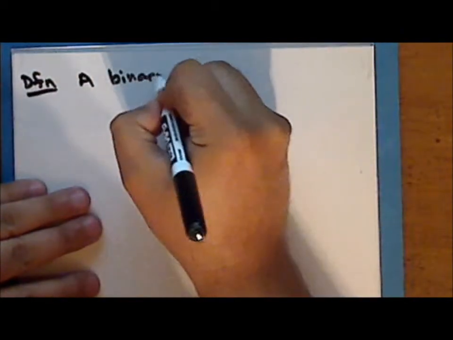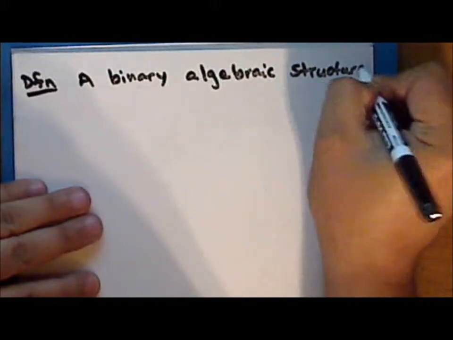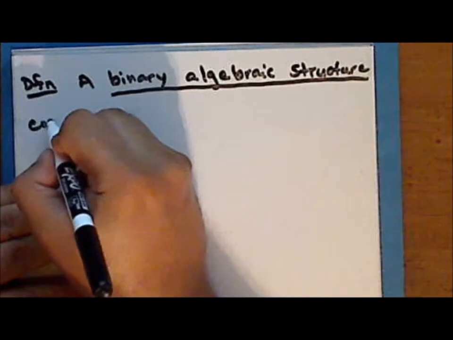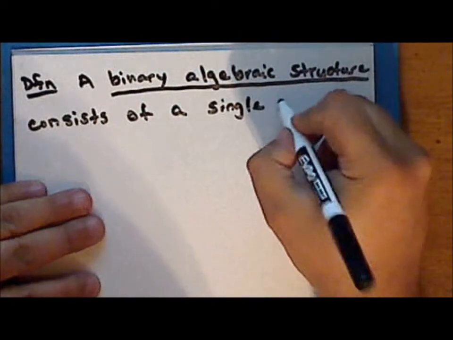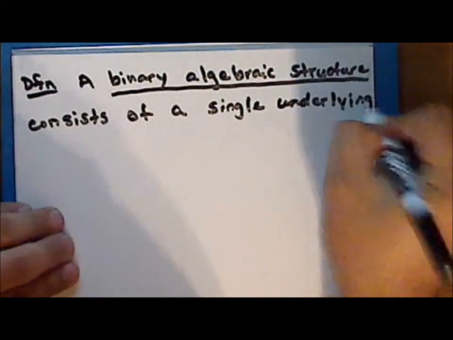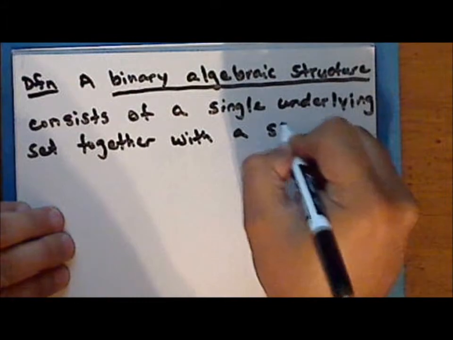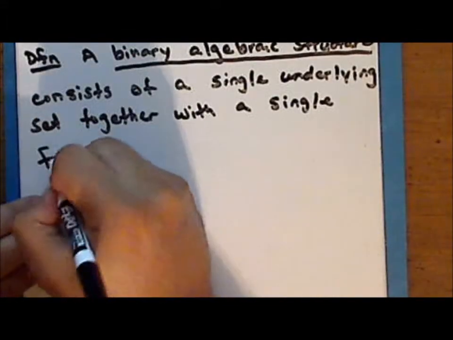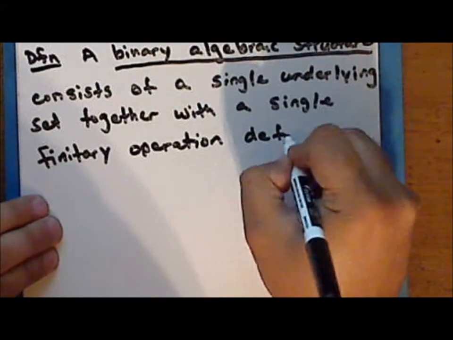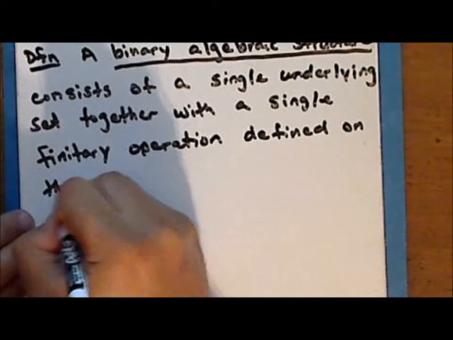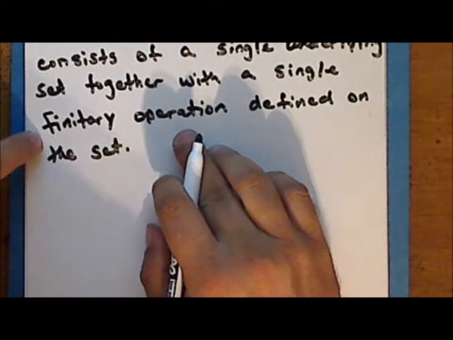A binary algebraic structure consists of a single underlying set together with a single finitary operation defined on the set. Now, the word finitary means that the operation takes as an argument a finite number of elements in the set.